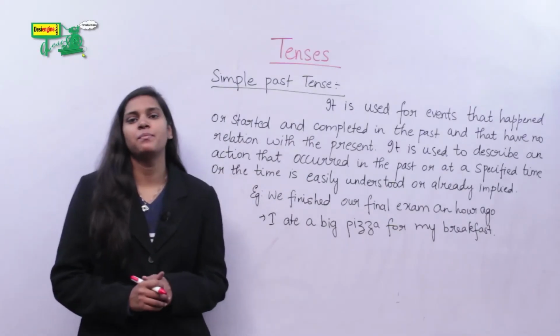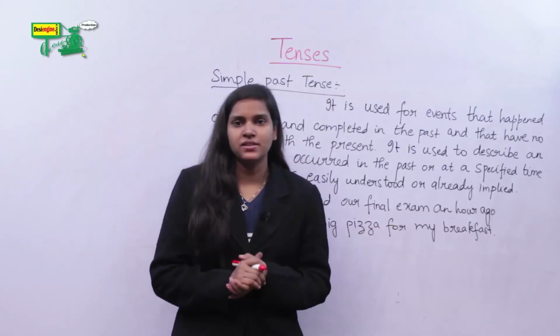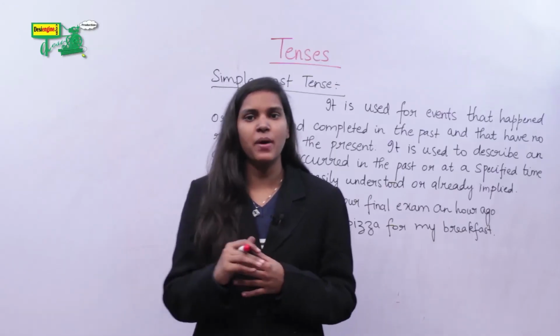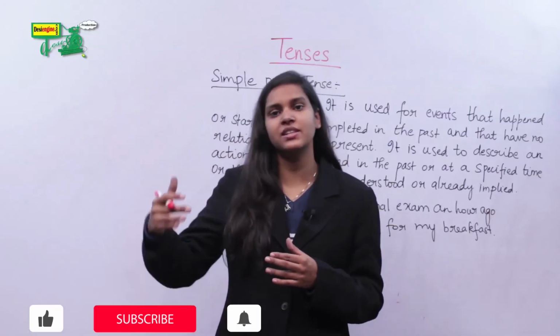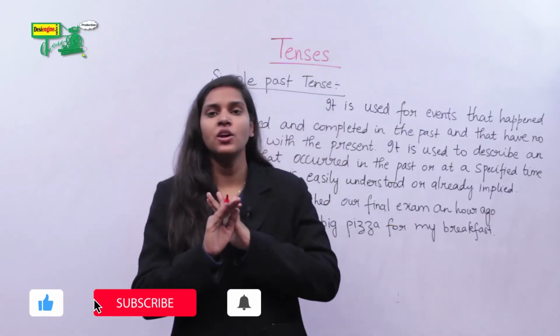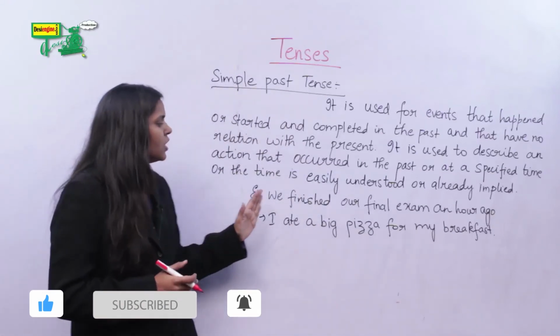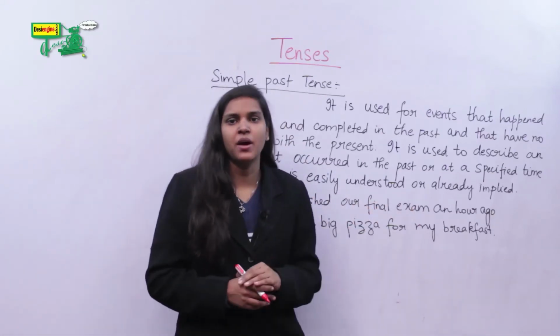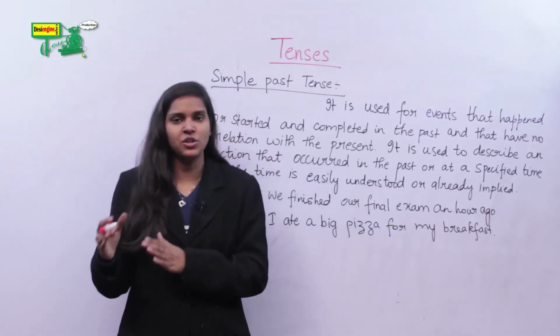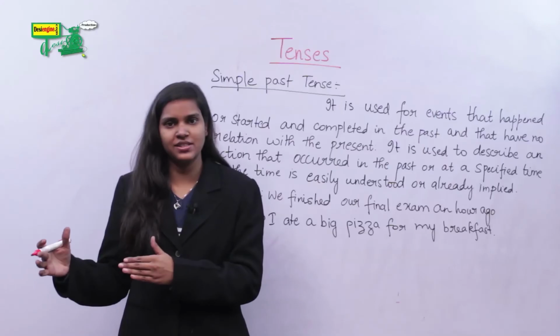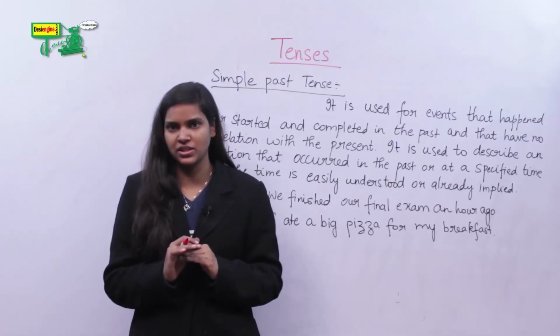Let's do simple past tense now. Simple past tense is used to talk about an action that started in the past and got completed in the past itself. It has no relation with the present. For example, we finished our final exam an hour ago. That is, the examination started in the past and got over in the past itself. It has no relation with the present.